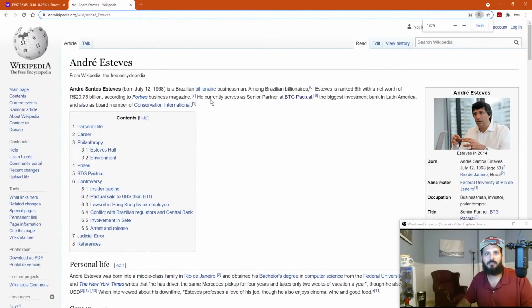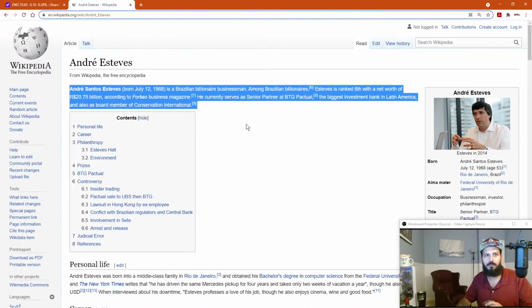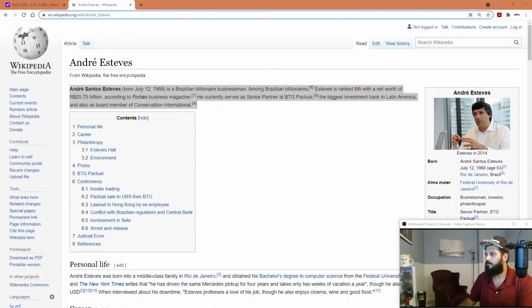André Esteves is a Brazilian billionaire businessman. He is ranked 6th in the world with a net worth of almost $21 billion, according to Forbes magazine. He currently serves as a senior partner at BTG Pactual, the biggest investment bank in Latin America. What do you guys think?